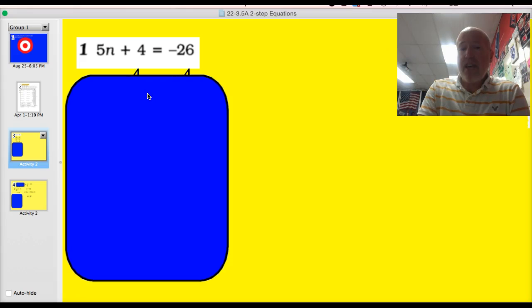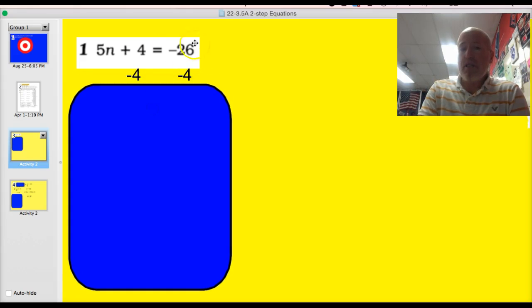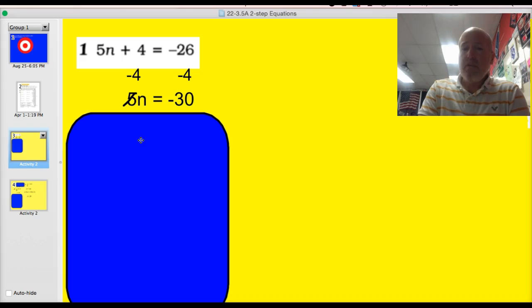Let's take a look at that first problem. You've got 5n plus 4 equals a negative 26. So get rid of the 4. Get rid of that dangling 4 to isolate that variable. So you subtract 4 from both sides. And when you do that, these 4's cross off, but you have a negative 26 minus 4. That's like negative 26 plus a negative 4. You actually get negative 30. So then you have 5n equals a negative 30.